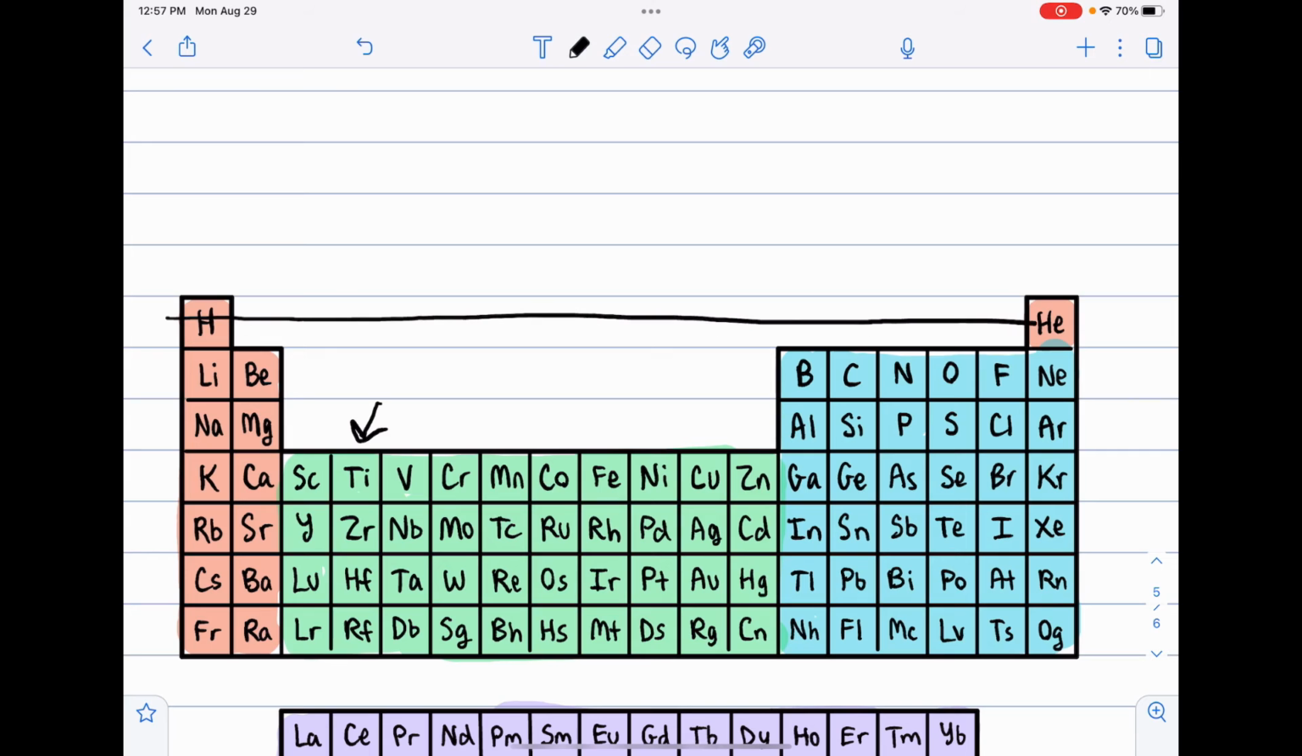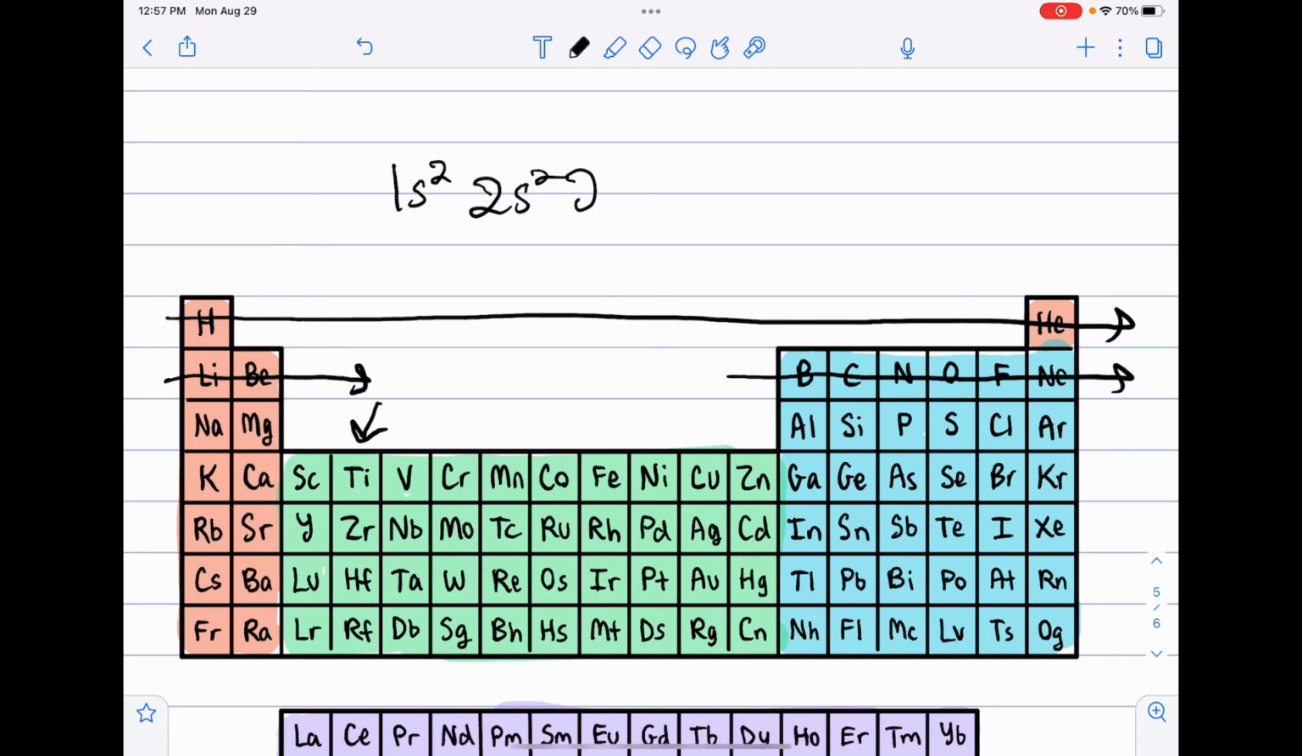So, we start in the first row. We're going to go through the first row. So 1s, and we have 2 electrons in there. And the atomic number for titanium is, I think, 22. I'm doing this from memory. So we're going to try to add up our electrons to 22. So 1s2, we go through here. That's 2s2.